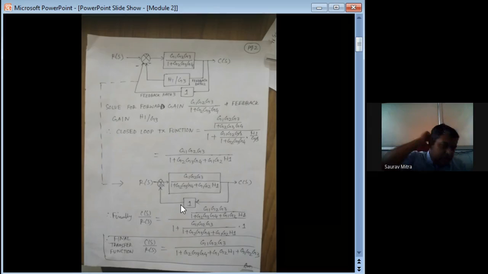So now what we find is the whole thing is again creating a feedback loop with negative feedback, and if you find G and H, what you will find is G divided by 1 plus GH. So G is now G1 G2 G3 over 1 plus G2 G3 G4 plus G1 G2 H1, divided by 1 plus the whole thing multiplied by 1. Now if you simplify it, the final answer is C(s) by R(s) equals G1 G2 G3 divided by 1 plus G2 G3 G4 plus G1 G2 H1 plus G1 G2 G3. So this is the final answer.